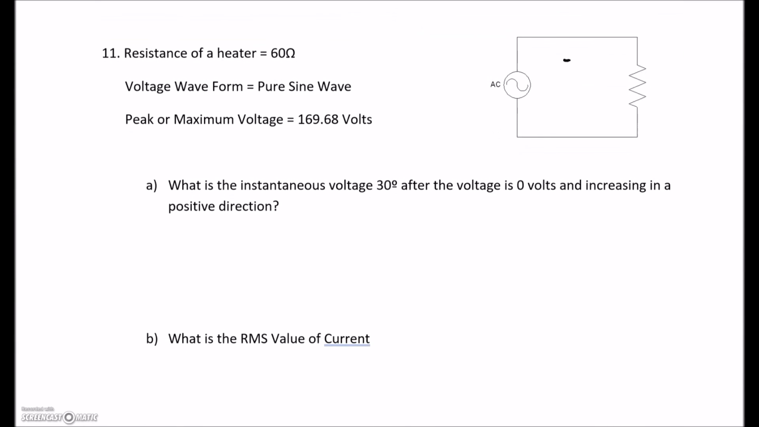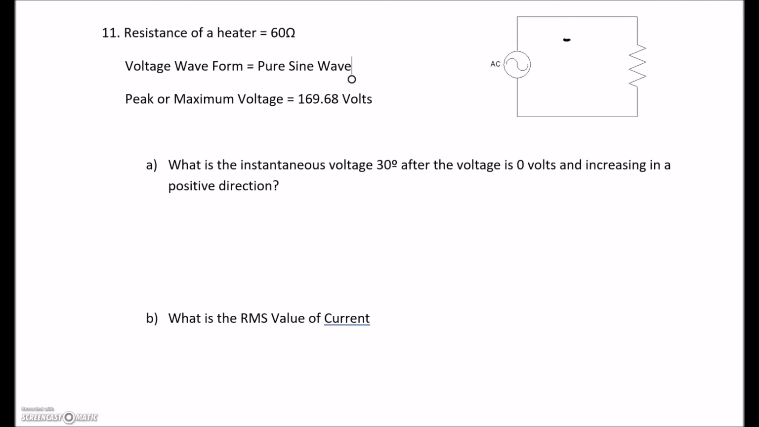Number 11. Now, number 11 is again a power equation here. So we've got the resistance of the heater at 60 ohms. So let's draw that guy in. Okay, we have a maximum or peak voltage of 169.68. So that's our peak voltage. And we're finding our instantaneous voltage 30 degrees after the voltage is 0 and increasing in a positive direction. Okay, lots of words. We're looking for the instantaneous voltage at 30 degrees.